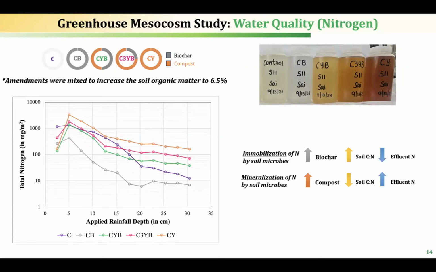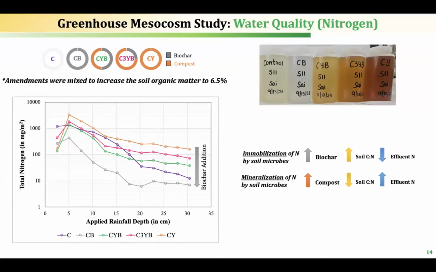This plot shows nitrogen leaching over time. X-axis shows weekly simulated rainfall depth, and y-axis is the amount of nitrogen that was transported into the water effluent. The plot suggests that with increase in the biochar's contribution to soil organic matter, less nitrogen leached into the effluent. Whereas on the other hand, compost has incurred more nitrogen losses with the mixtures CYB and C3YB lying in between. Now, why does this happen?